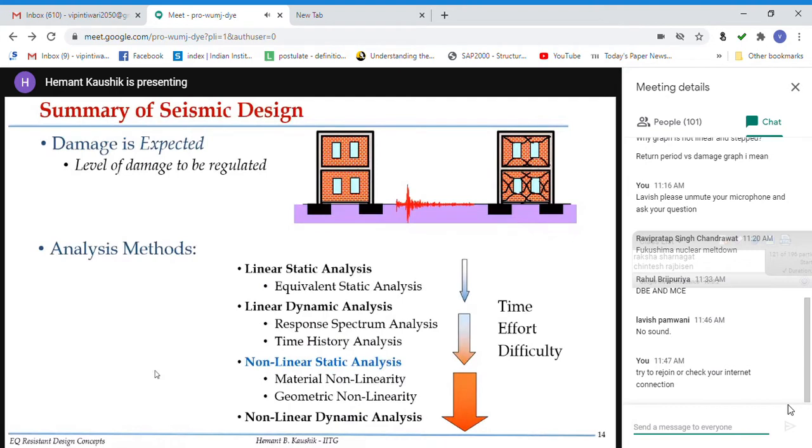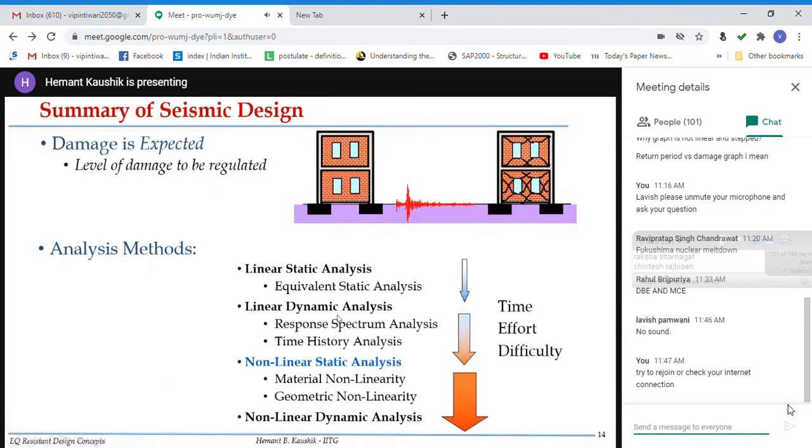Now, those of you who are doing some research on seismic analysis and design will be quicker to understand that when you go from top to bottom in these methods, the time required, the effort required, and the difficulty level increase drastically, right? So if you want to carry out a nonlinear dynamic analysis, the amount of data that you need to feed into the system is huge compared to simple linear static analysis or even linear dynamic analysis. Here, what you only need from the material side is only the modulus of elasticity. Not even strength, right? Because it is linear static analysis.